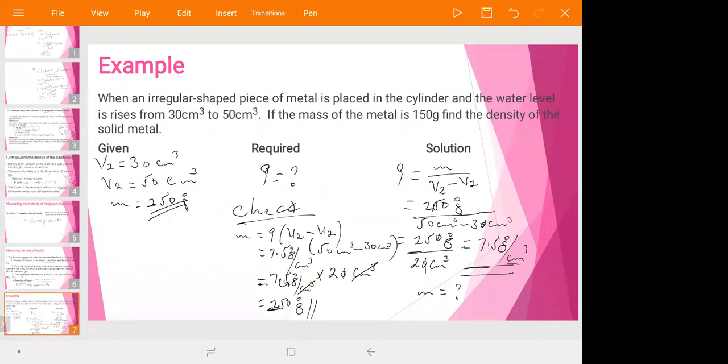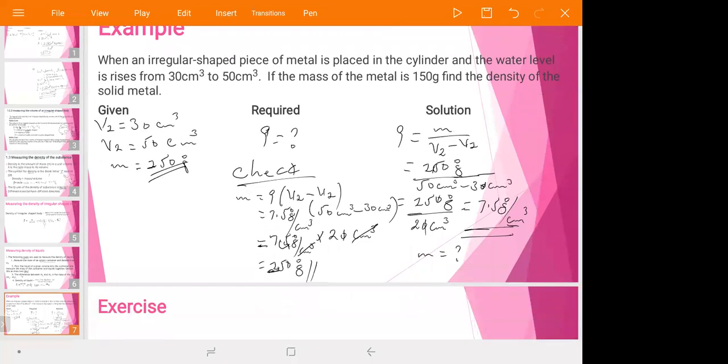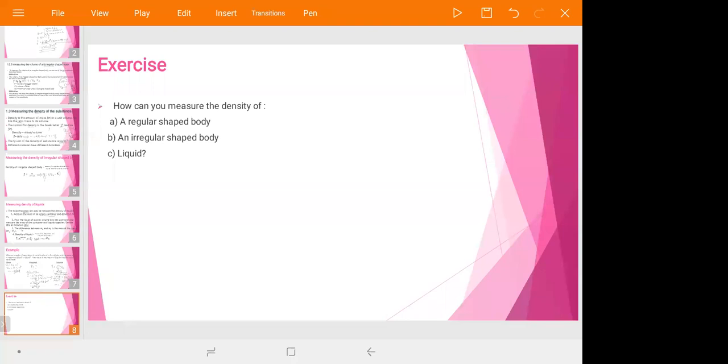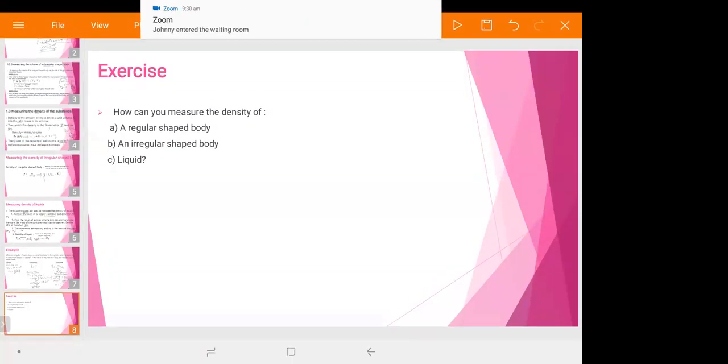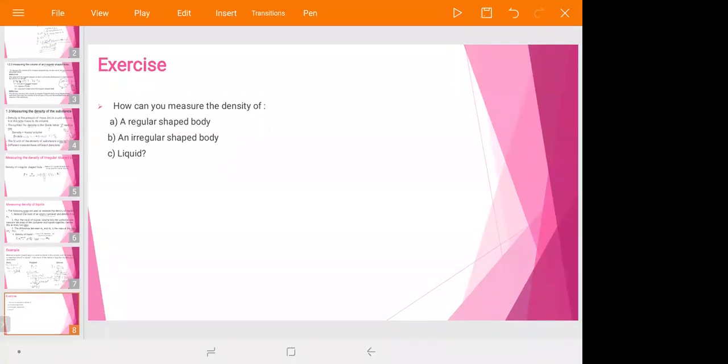I think our time is up. Let us stop at this point. There is one question on your screen as an exercise. How can you measure the density of a regular shaped body? This one needs the concept of a regular shaped body and a liquid. For this question, try by yourself. This is the summarization of what we have seen until now.